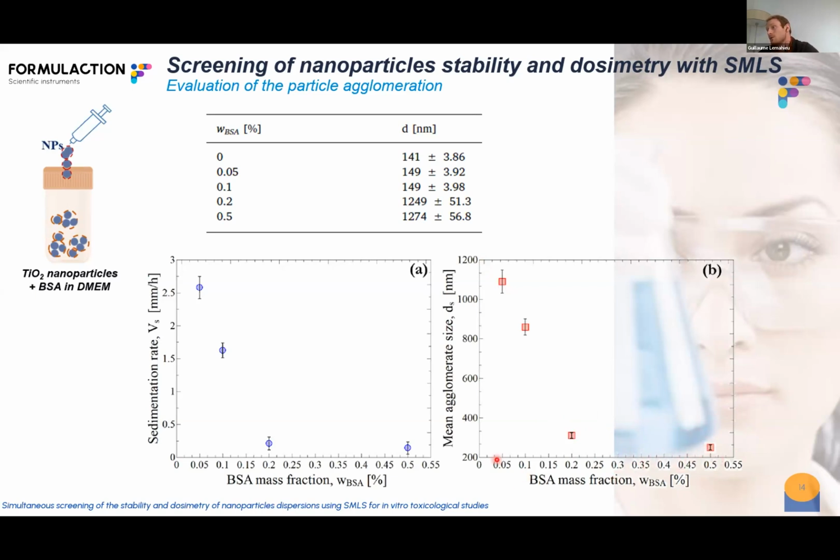So what is really interesting in this case is that we see clearly that we don't need to add a lot of BSA concentration at the beginning, but we need to increase these concentrations for the DMEM to really keep the particle size as low as possible for further toxicological analysis.